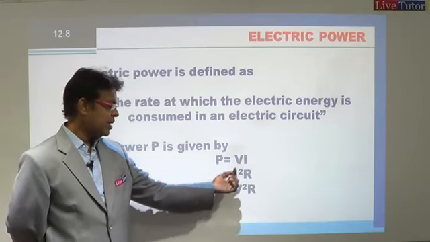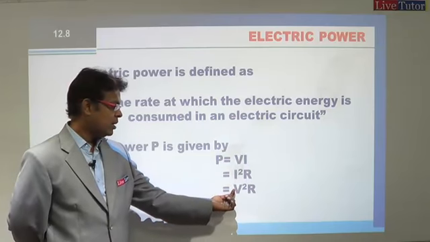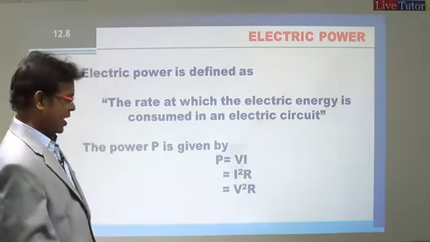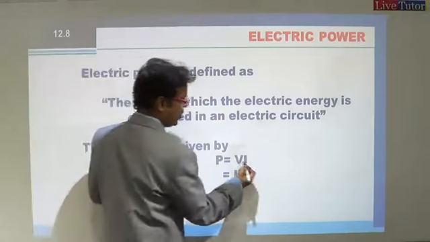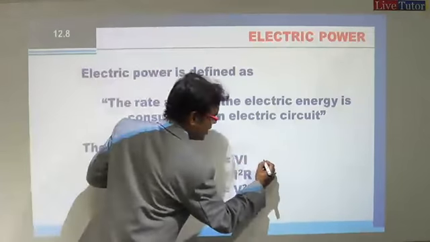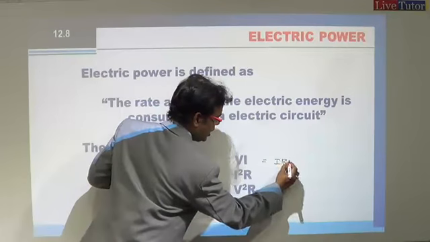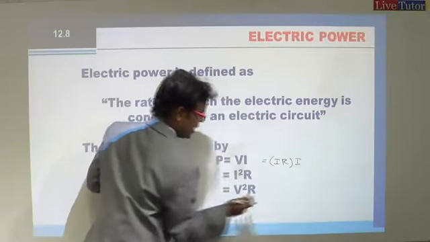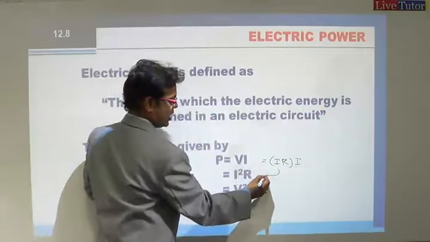P is equal to VI, or I square R, or V square by R. See here, P is equal to VI. In place of V, we will put V is equal to IR. So that is I into R into I, so that it becomes I square R.